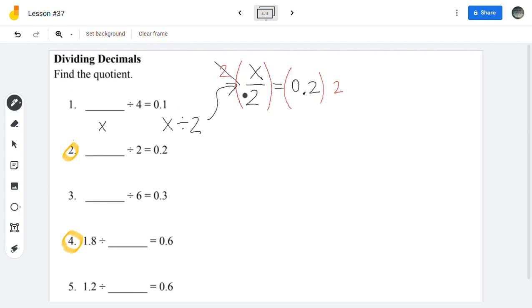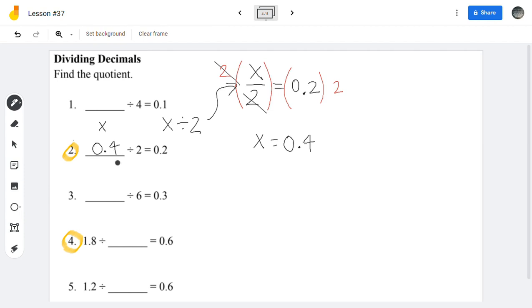When I do this, the 2's cancel out, so I'll end up with x only on the left side, which is what we want, and 0.2 times 2, which we know as 0.4. So your final answer for number 2 should be 0.4.